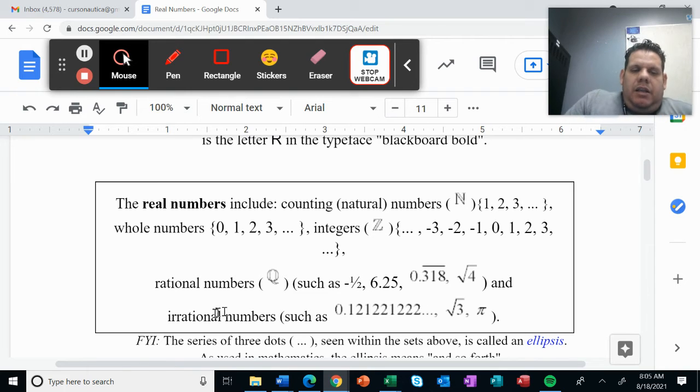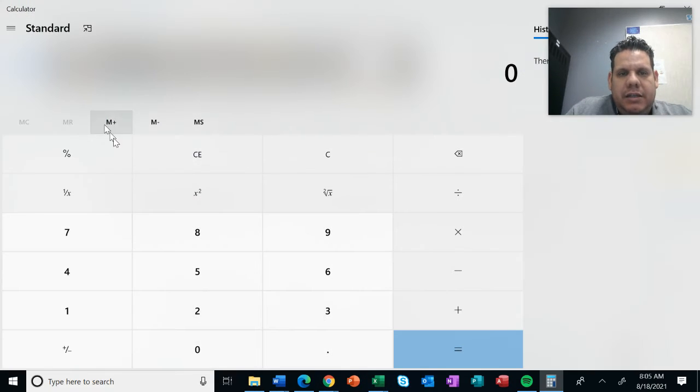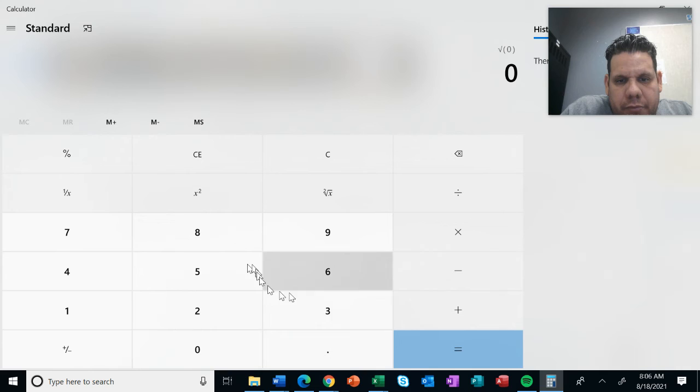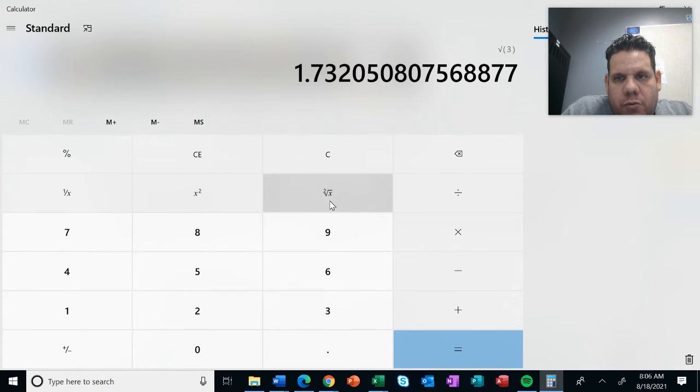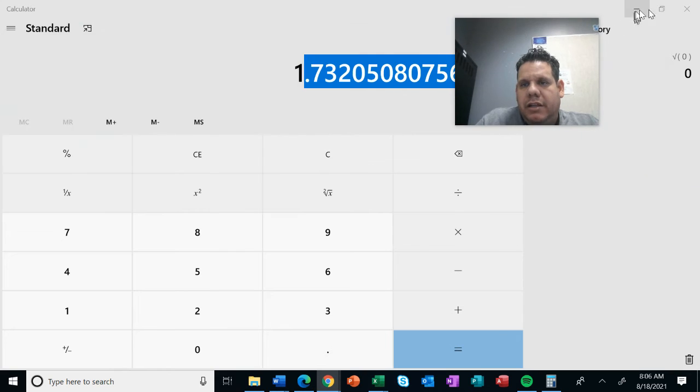Irrational numbers are numbers like this one: 0.121212222222. If we continue with that chain of values, we never stop. Also, the square root of 3 is not exact. If you use your calculator, you will realize that it's not exact. We can continue with many numbers. The calculator has a limit to show those numbers, but we can add more numbers to that.